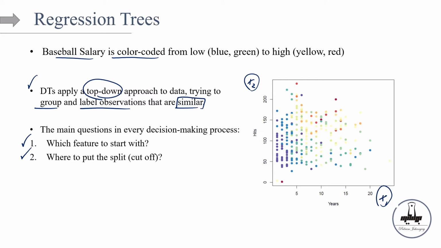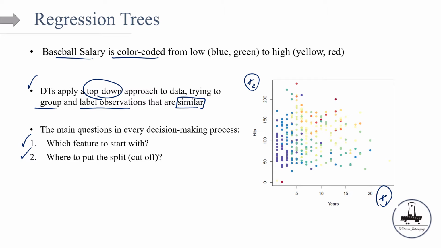I want you to pause the video and stare at this graph here, and think about what feature you should start with. Should you start with years or the number of hits? Maybe you say, it seems that if I start with the number of hits, it really doesn't matter where I put the split. If I put the split here or here or here, the colors are all around the place. So maybe hits is not the best feature to start with.